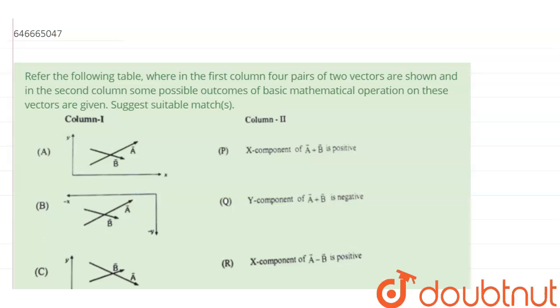Refer the following table where in the first column 4 pairs of 2 vectors are shown, and in the second column some possible outcomes of basic mathematical operation on these vectors are given. Suggest the suitable matches. So let's start with option number A.